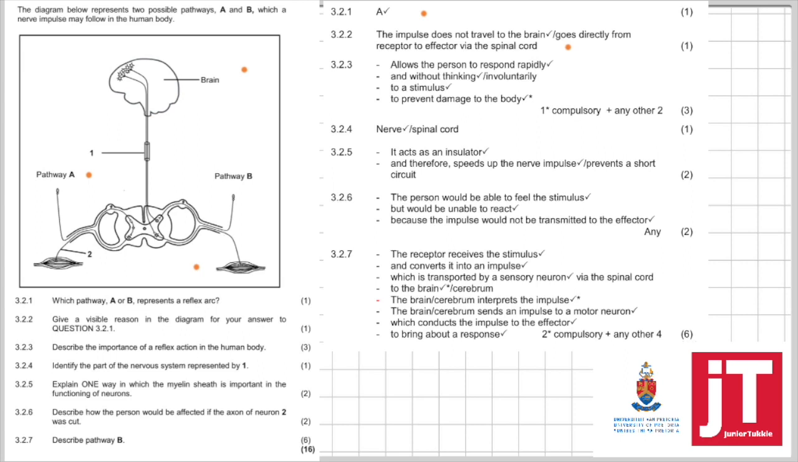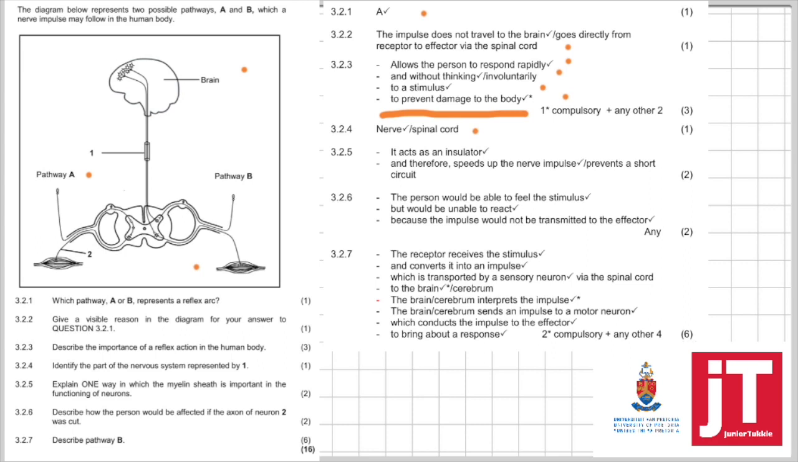Right. 3.2.3. Describe the importance of a reflex action in the human body. Now, reflex actions allow for a person to respond rapidly without thinking to a stimulus to prevent damage or harm to the body. The last point is a compulsory mark, so make sure you know that. 3.2.4. Identify the part of the nervous system identified by 1. That is the nerve. I would have said it was the spinal cord.